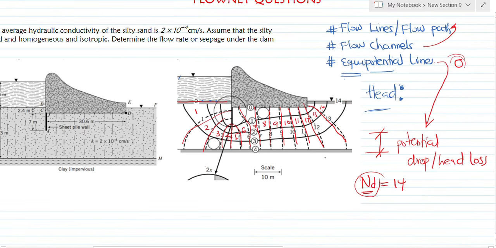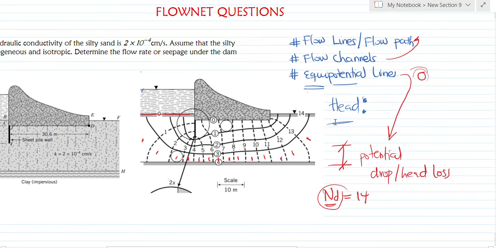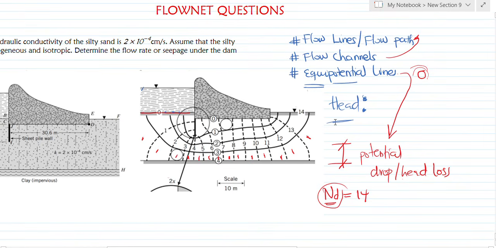So this is what I do. The total number of drops is one less than the number of equipotential lines that you see. Or in simple terms, just count the spaces between adjacent equipotential lines. So this is 1, 2, 3, 4, 5, 6, 7, 8, 9, 10, 11, 12, 13, and 14. As simple as that. Are you okay?